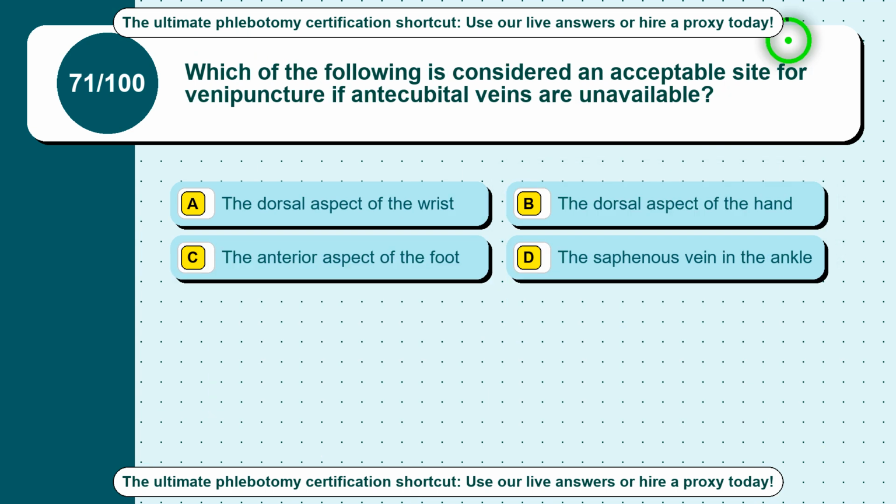Question 71. Which of the following is considered an acceptable site for venipuncture if antecubital veins are unavailable? Option A, the dorsal aspect of the wrist.